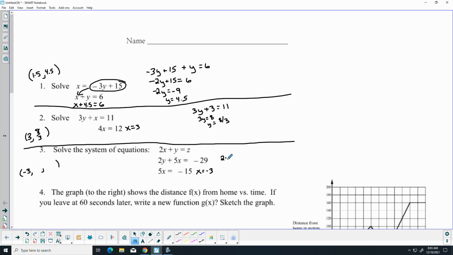So 2y plus 3 times, I'm sorry, that's a 5. 5 times negative 3 equals negative 29. That's going to give me 2y minus 15 equals negative 29. Add 15 to both sides. 2y equals negative 14. Looks like I'm going to get y is negative 7.